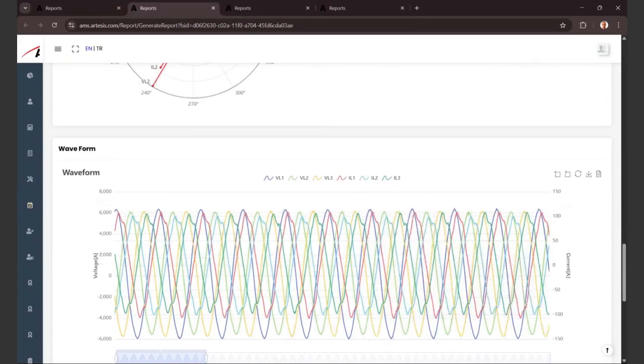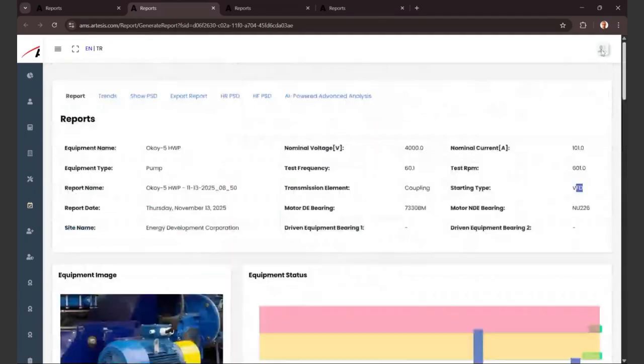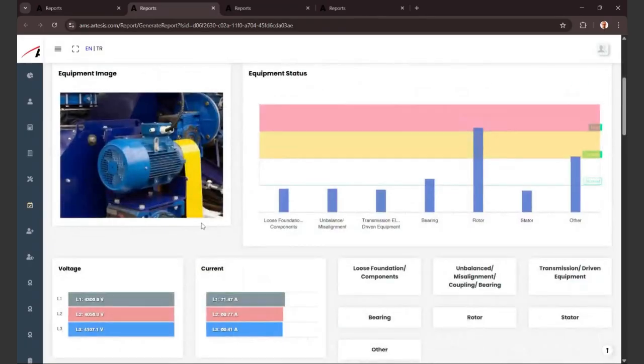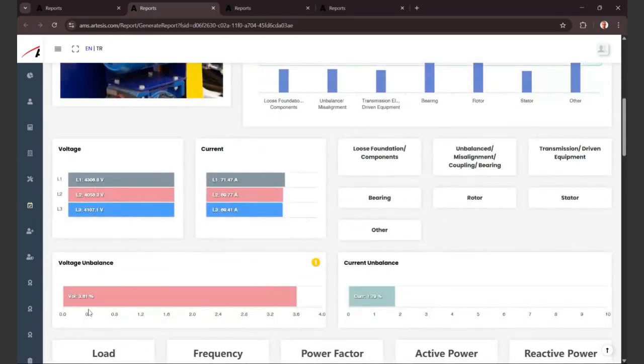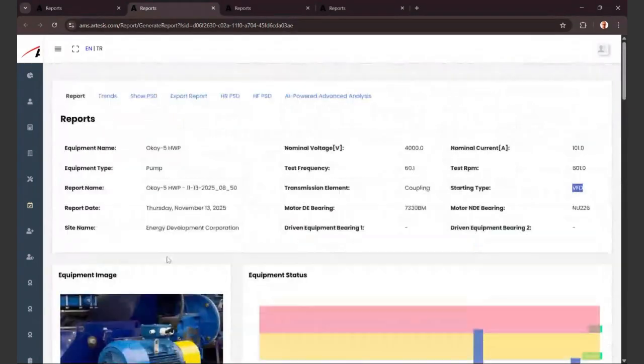Actually, if I go here and look at the waveform, it doesn't look like VFD. So that VFD information is actually not correct. And coupling, because this is selected by the user. So if I look here, I see a rotor problem. Voltage unbalance is unusually high. So that's 3. That's weird. Maybe some connection issues or the PTs are wrong, but that's quite high.